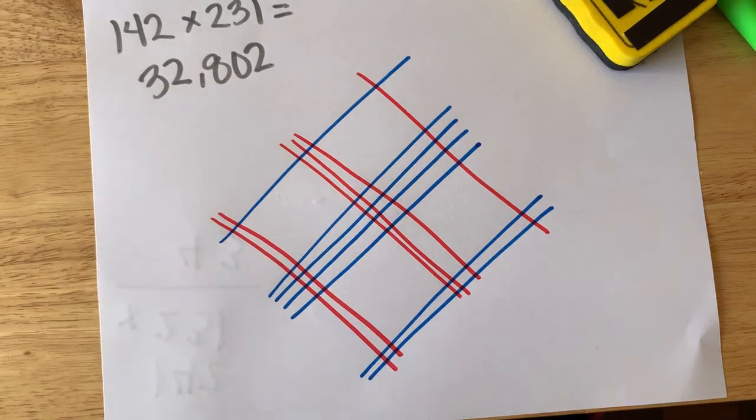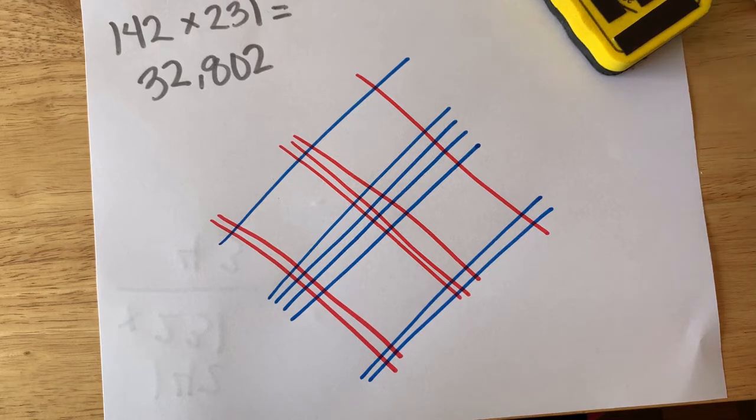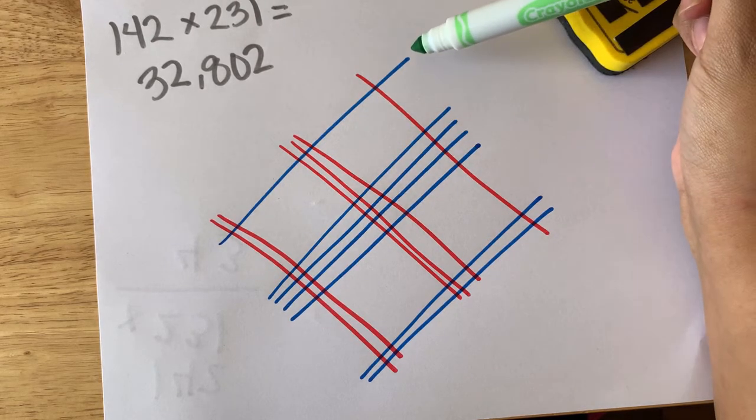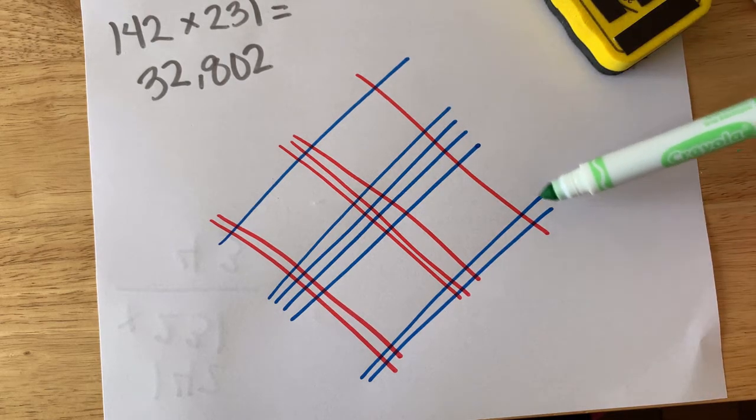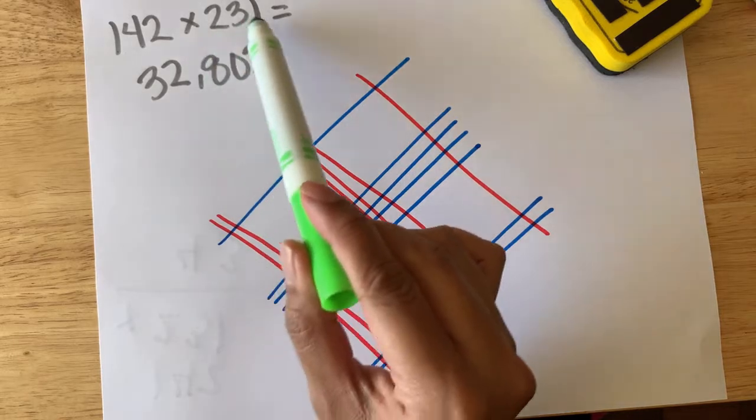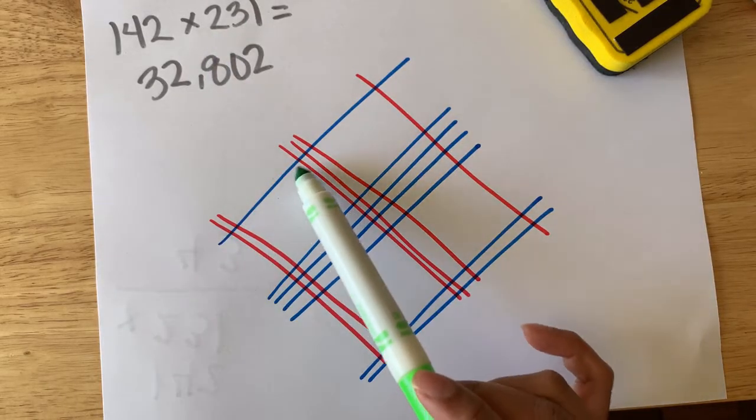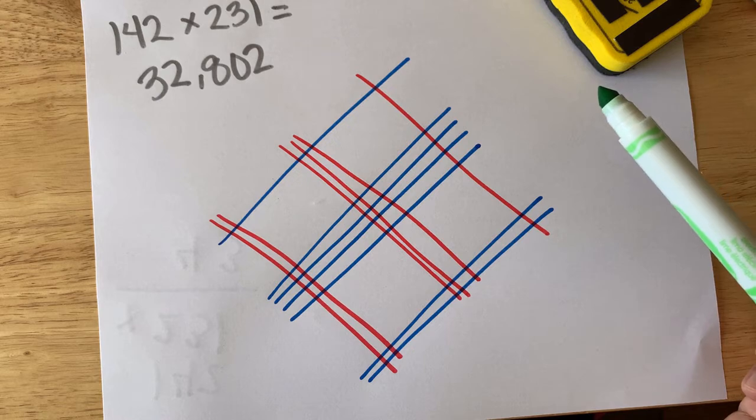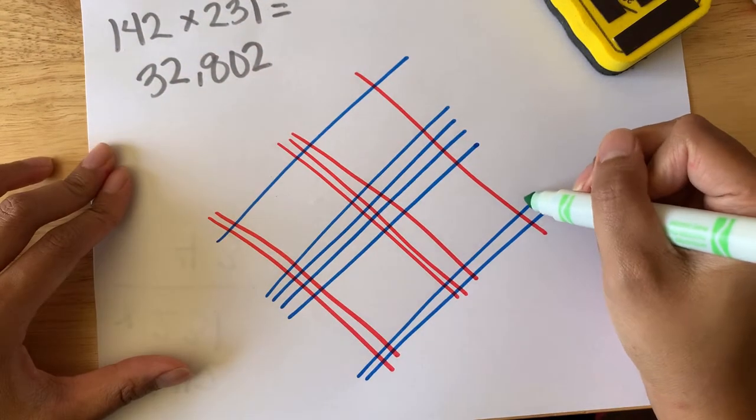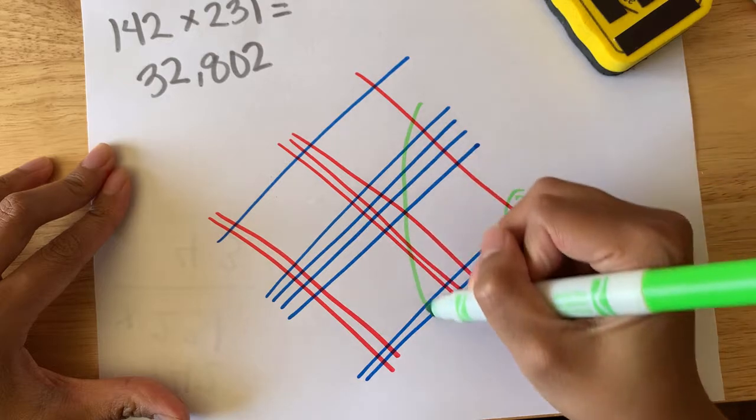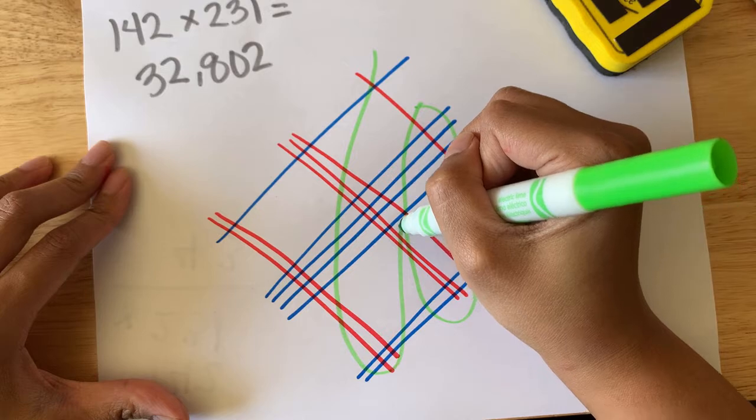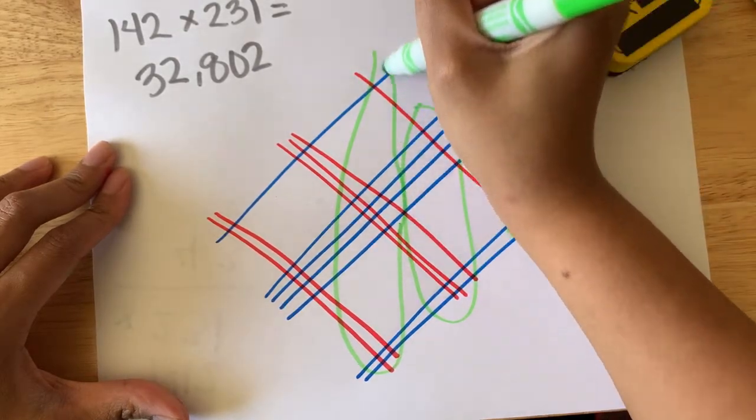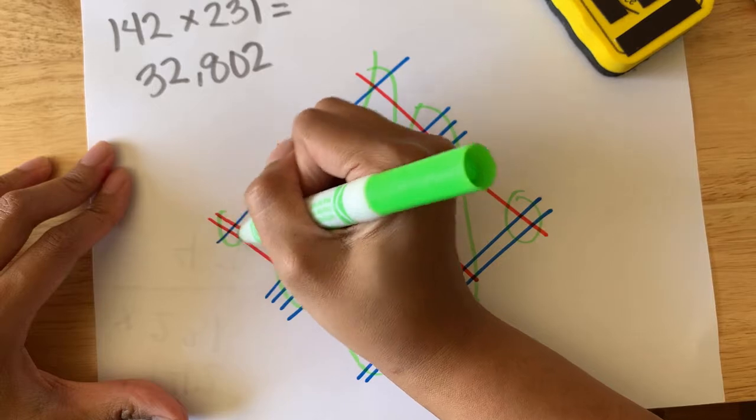All right, guys, I did one more example for you, and that's 142 times 231. You can see I already drew out the lines. If I start with our blue one, 100, then 4 lines for the 40, and then 2 lines for the ones place. Same with 231, 2 lines, 3 lines, 1 line. Now let's separate everything into groups. Here's our first group. Here is our second group. Here is our third group. These in the middle, our fourth group and our fifth group.